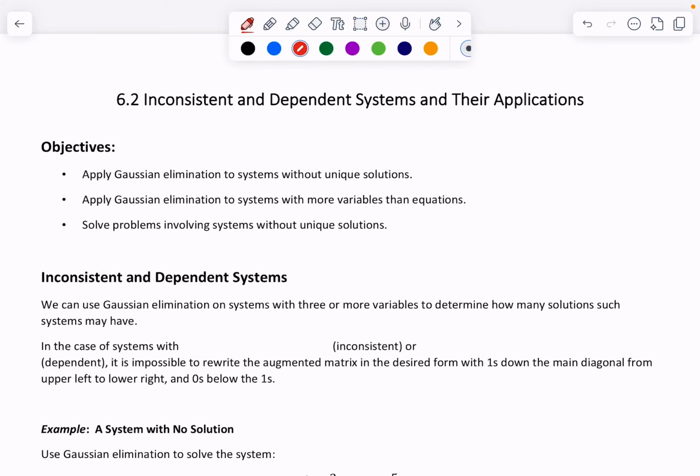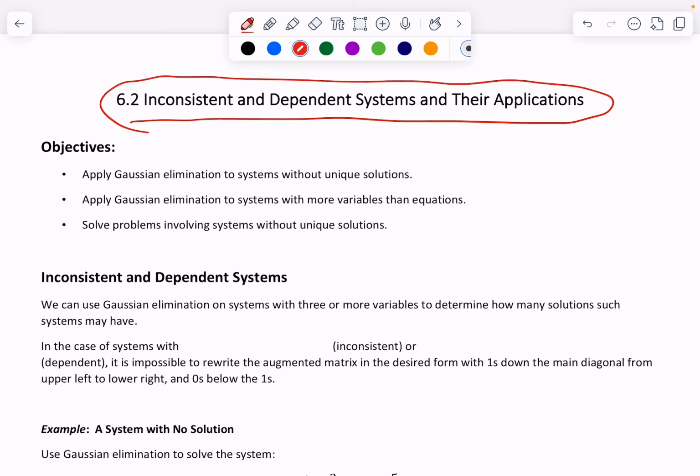Hello. So this is lesson 6.2, and we're going to be talking about inconsistent and dependent systems and their applications. So let's look at what an inconsistent and dependent system is. We talked about those already, but in the case of systems, the ones that are inconsistent, that was the ones with no solution, or dependent, that was infinitely many solutions.